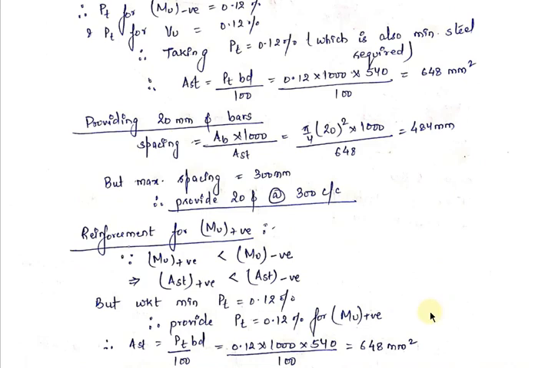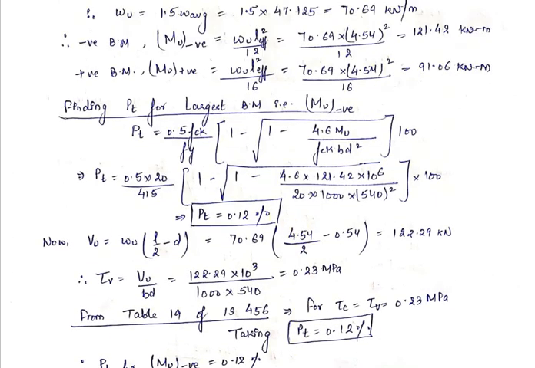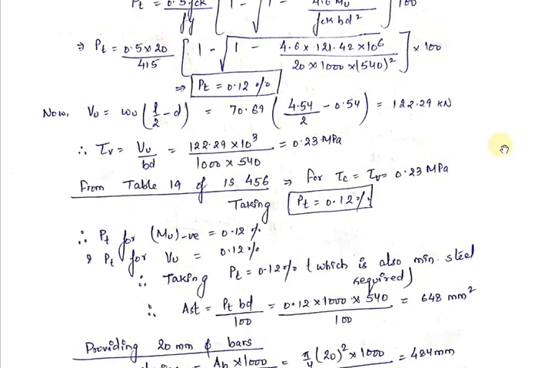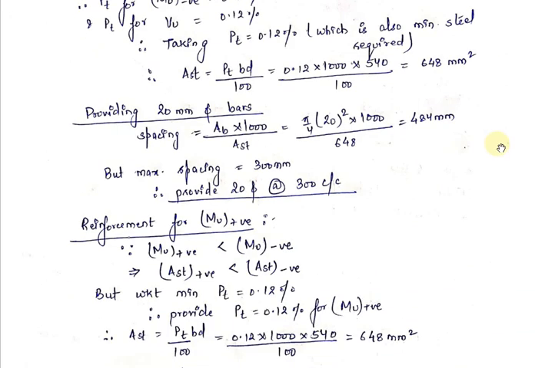Now we have to provide the reinforcement for the positive bending moment. If we see above in the calculations, you can see that the value of the positive bending moment is coming out to be less than the value of the negative bending moment. Therefore, the area of steel required for positive bending moment will obviously be less than the negative bending moment.